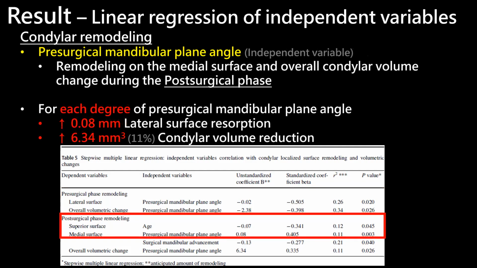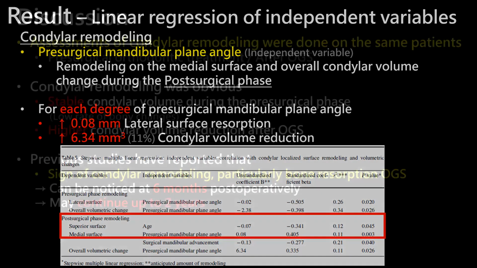This mandibular angle change also has an effect on the remodeling of the medial surface and the overall condyle volume change in the postsurgical phase. For each degree in the postsurgical phase, there will be a 0.08 millimeter increase in the lateral surface resorption, and also an 11% condyle volume reduction.